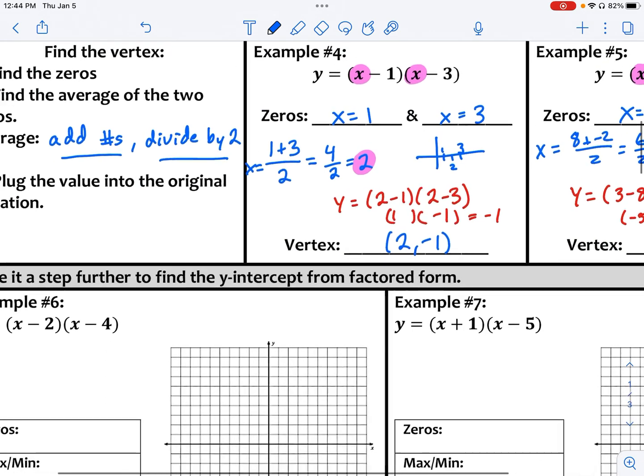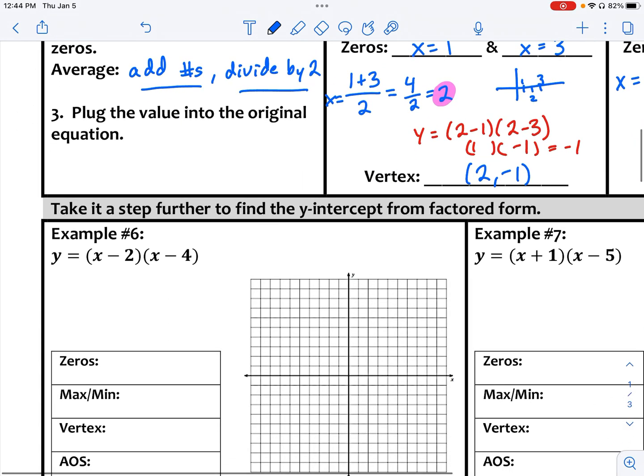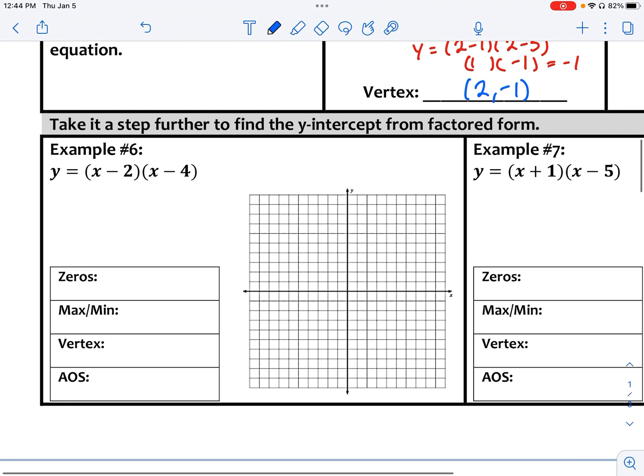All right. Take it a step further to find the y-intercept from factored form. All right, cool. So now we're going to do these same steps, but also possibly find the y-intercept. So we are going to find our zeros. So we know this one's going to change the sign. This one will change the sign. So our zeros are happening at x equals 2 and at x equals 4. So on the graph, we can graph x is 2, x is 4. So those are my x-intercepts, or my zeros.